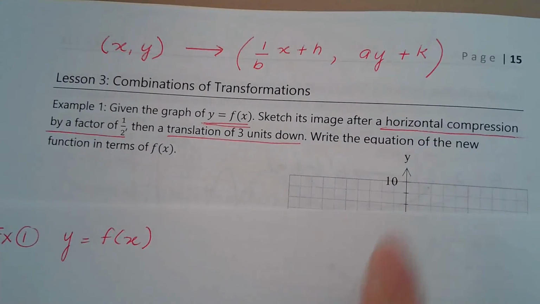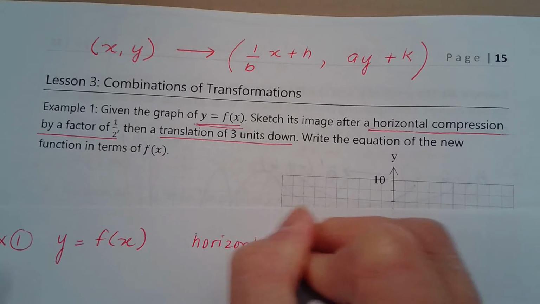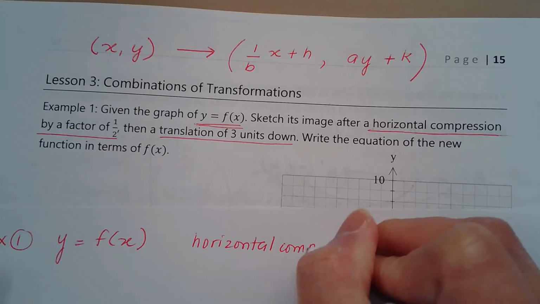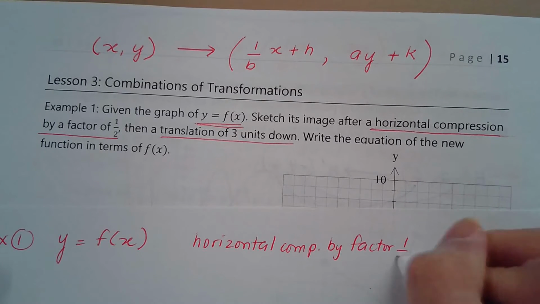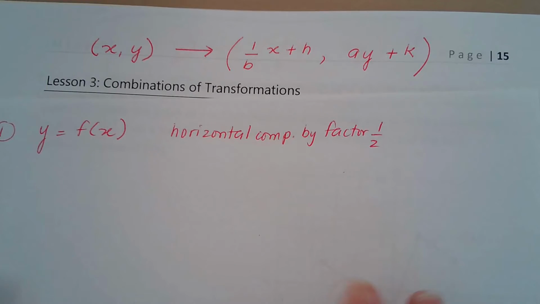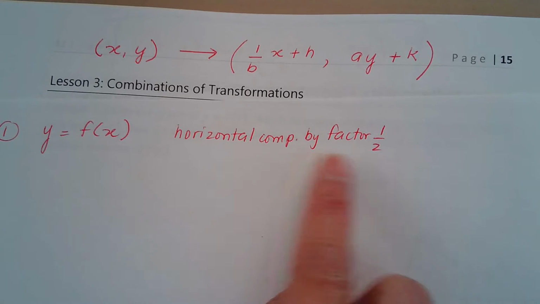The very first thing that they have here is horizontal compression by a factor of 1/2. Okay, what does that mean, horizontal compression? Which one is that? Is that the A, the B, the H, or the K? Which one are we going to be talking about there? It's horizontal compression by a factor of 1/2.